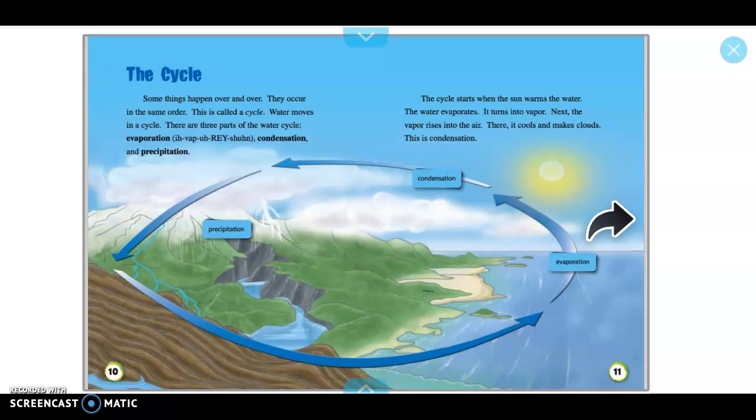There are 3 parts of the water cycle. You have evaporation, condensation, and precipitation. The cycle starts when the sun warms the water. The water evaporates. It turns into vapor. Next, the vapor rises into the air. There, it cools and makes clouds. This is condensation. All right. So it's a cycle. You see the arrows just going around and around. It never stops.